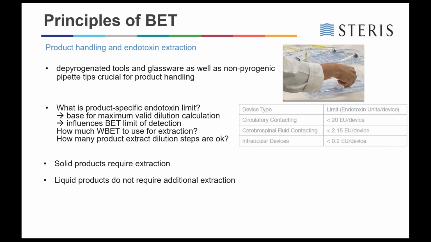So when we're looking at products, there's 2 different forms. We would have either solid product, which would require extraction with the BET solution or LRW. And liquid products, we would not need to perform any additional extractions. We could test as is and just put through the system.